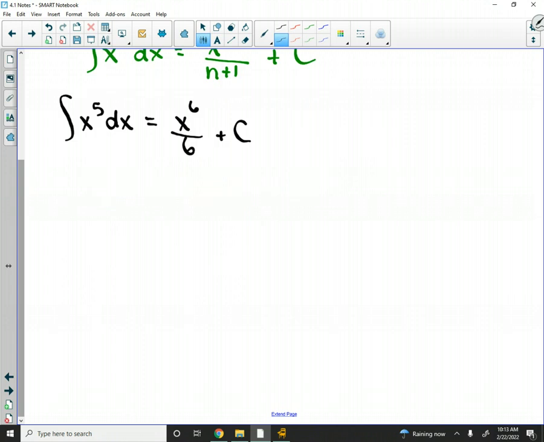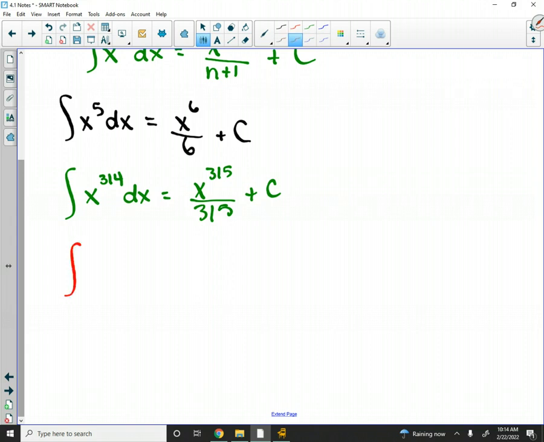All right, let me do this one. Let's go, integral of x to the 314 dx. Okay, so we add 1 to our power, divide by that new power, plus c. There's our integral. There's our antiderivative. Too easy. We need a challenge.